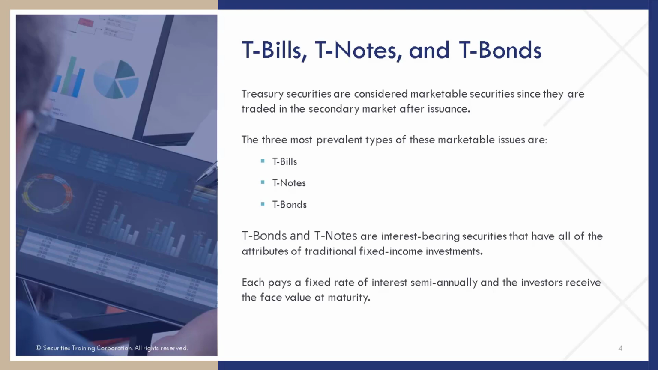So T-bonds and T-notes pay interest just like the bonds we looked at in Chapter 4. The T-bills, we'll see, do not pay any periodic interest. Instead, T-bills, we'll see, are issued at a discount and mature at face value.